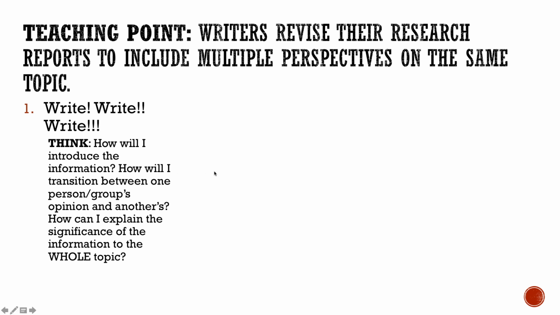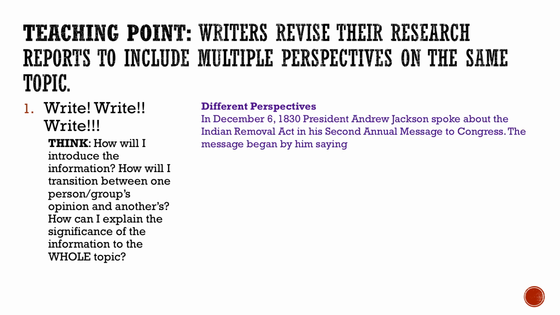So I have to think back to some of those transitional phrases. How can I introduce this idea? Well, I think I'm going to title this section Different Perspectives, because it's like different viewpoints. So I'm thinking, on December 6, 1830, President Andrew Jackson spoke about the Indian Removal Act in his second annual message to Congress. The message began by him saying, okay, so right there, I'm just giving the background. I'm just introducing, hey, this is where this information is coming from.